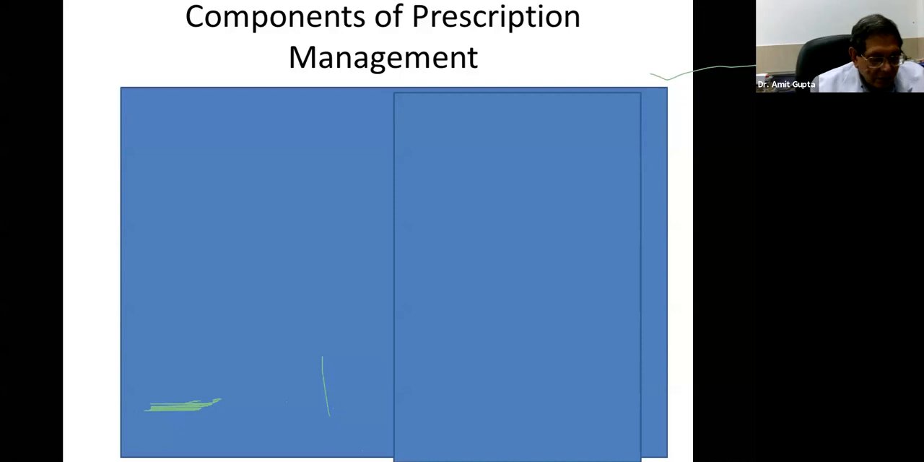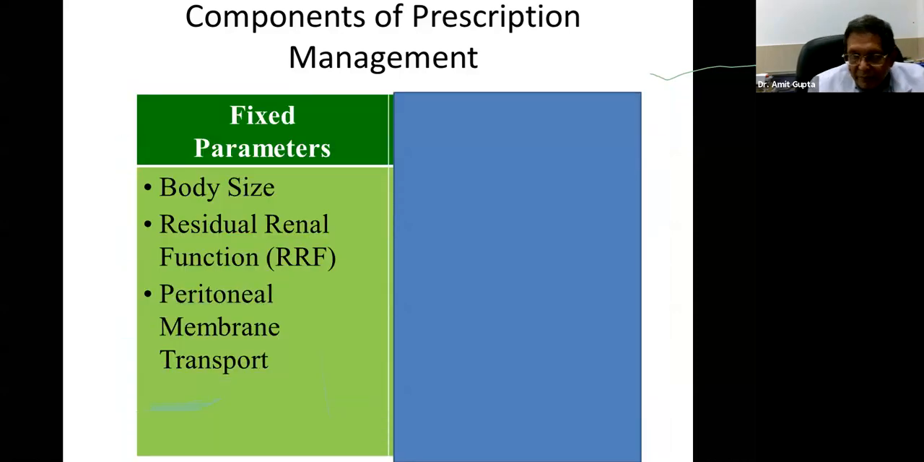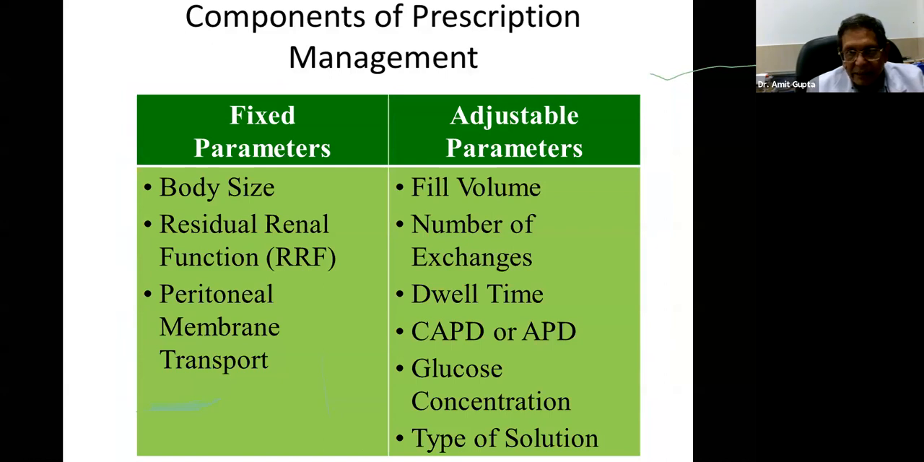So the components of prescription management: there are certain fixed parameters, like some of you said, there's the body size. You can look at the residual function and the peritoneal membrane transport. And then there are some adjustable parameters, like the fill volume, the number of exchanges, what should be the dwell time, whether the patient is on CAPD or automated peritoneal dialysis, the concentration of the glucose that you use, and the type of solution. So you can adjust these parameters. What you cannot adjust, of course, is the patient size, the residual function, and the type of peritoneal membrane transport characteristic that he or she has.